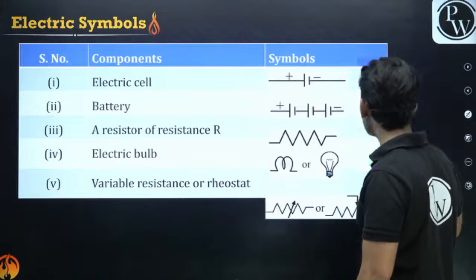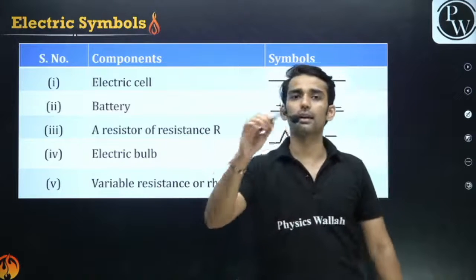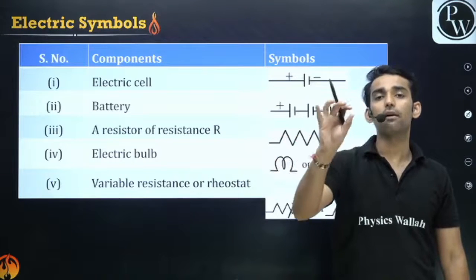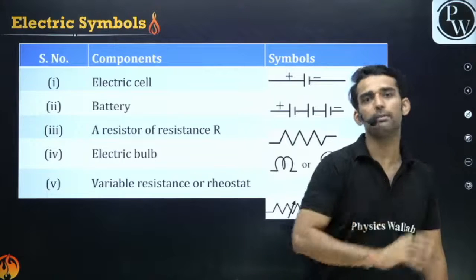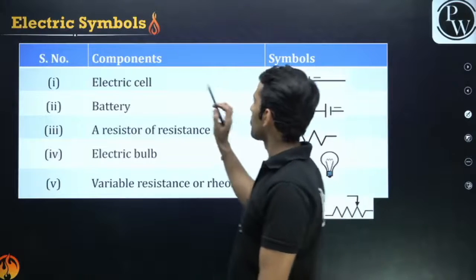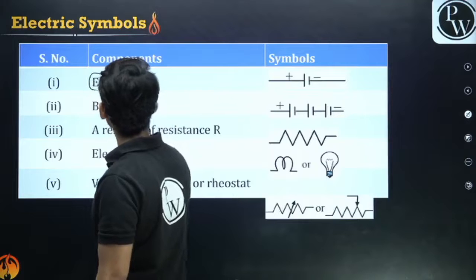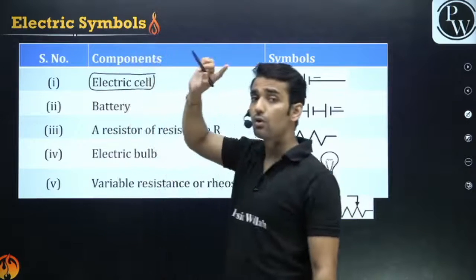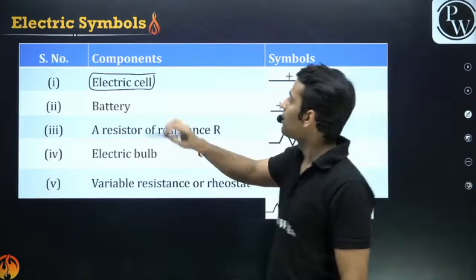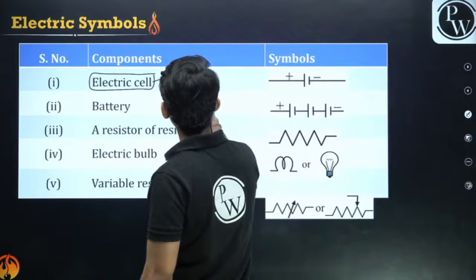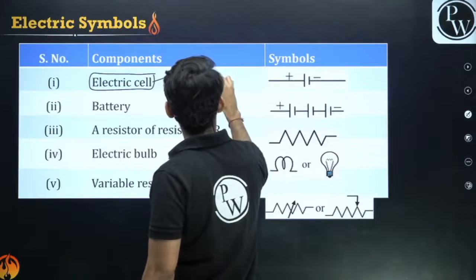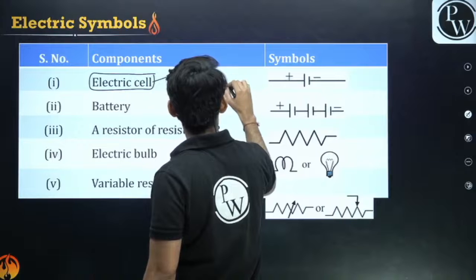If I ask you to draw the circuit diagram in a notebook, then you have certain symbols for certain elements, like for the electric cell. Guys, I had asked you what the cause of the electric field is. The cause of the electric field is the cell. Basically, the cell provides the potential difference.